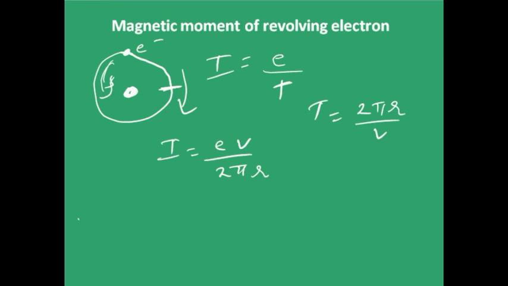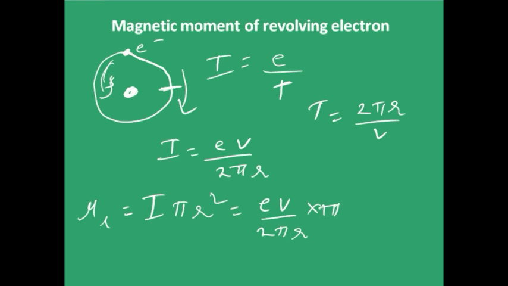Now, you know what is μL? It is the magnetic moment. It is given by current times area, right? Of course, it's a vector, but now just consider this. So I'll write evr by 2πr into πr² to get this as evr by 2. This is μL, okay?